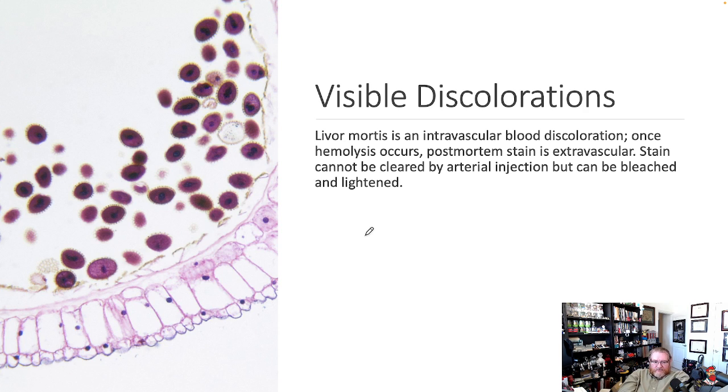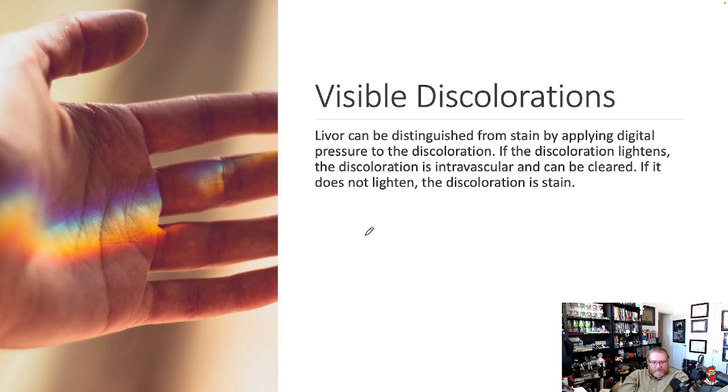Visible discolorations. First up, we have livor mortis, an intravascular blood discoloration. Once hemolysis occurs, postmortem stain is extravascular. Stain cannot be cleared, but it can be bleached and lightened. It can be bleached, it can be lightened, but it's never going to be picture perfect.